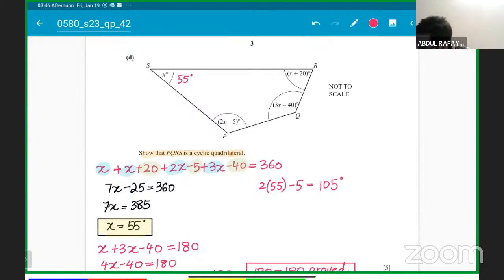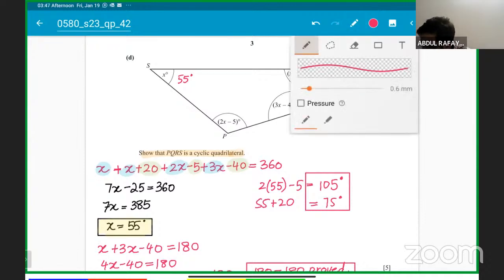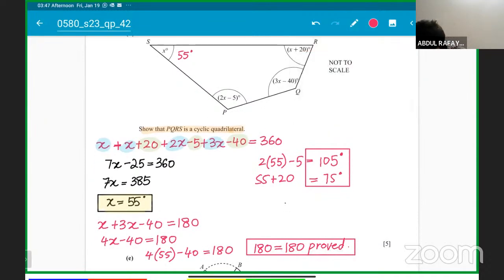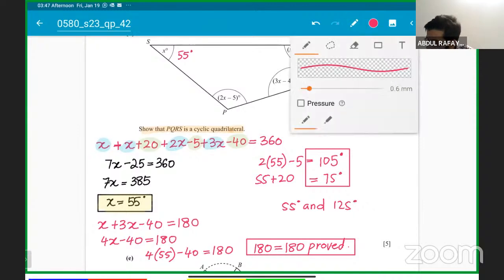So this is 105 degrees, and x plus 20 is 55 plus 20, which is 75. So 105 and 75 are the two opposite cyclic quadrilateral angles. Everyone with me, following? And similarly, you can tell the examiner the other way as well, that one of them is 55 degrees and the other one is 3 times 55 minus 40, that is 125. So 125 plus 55 degrees is also 180 degrees.